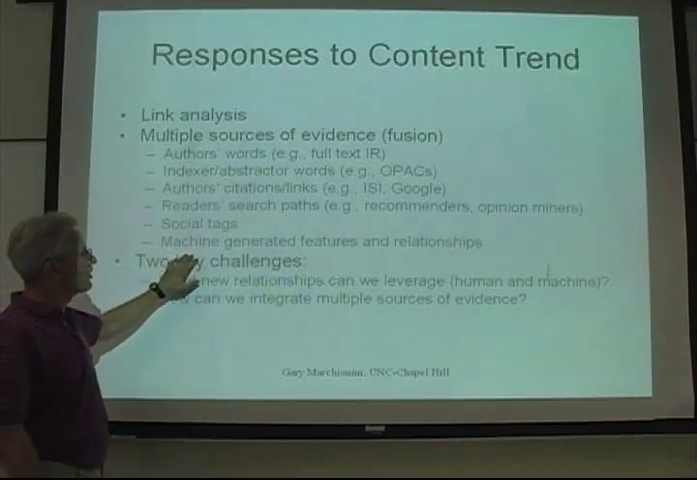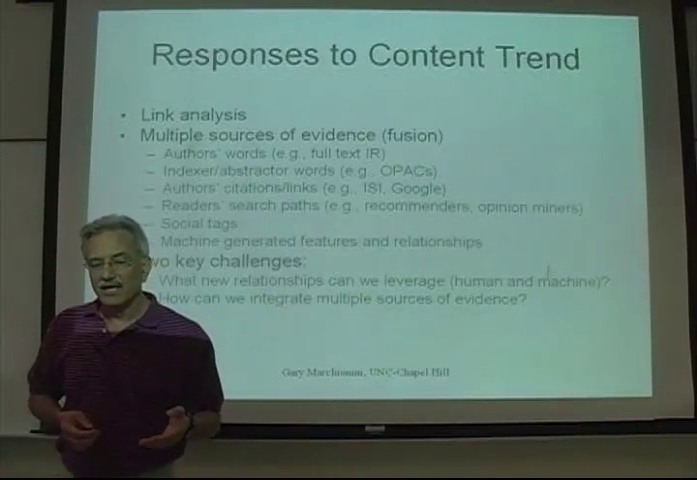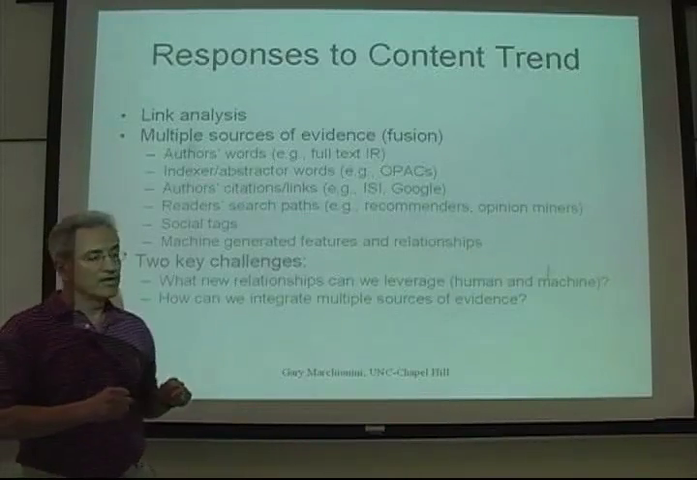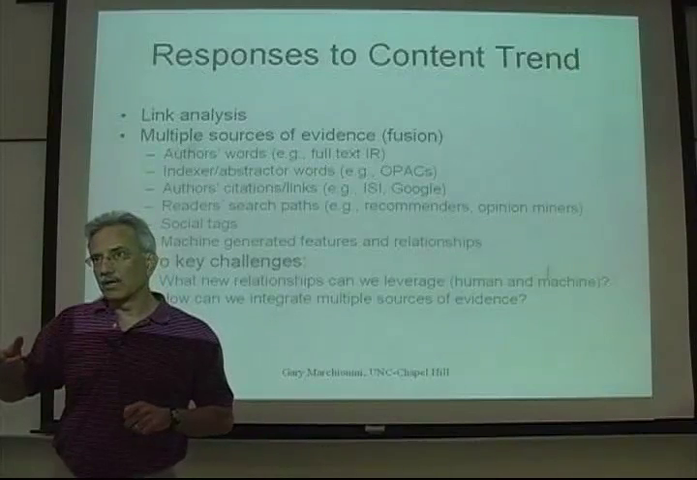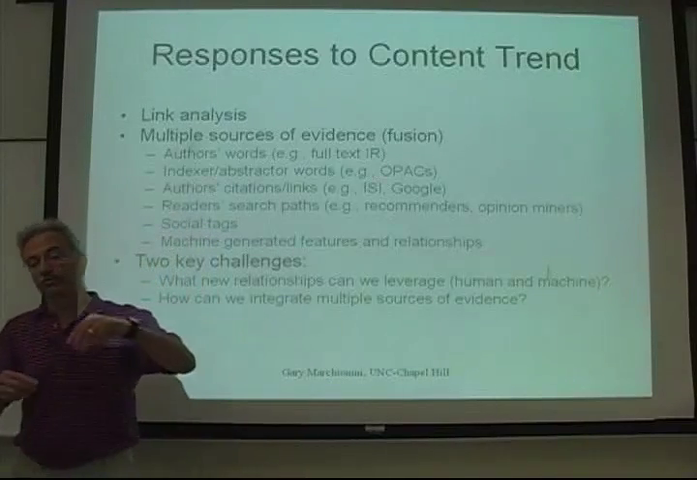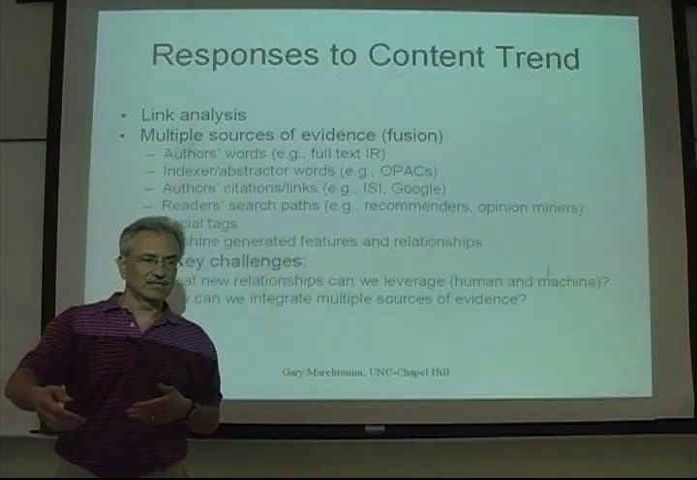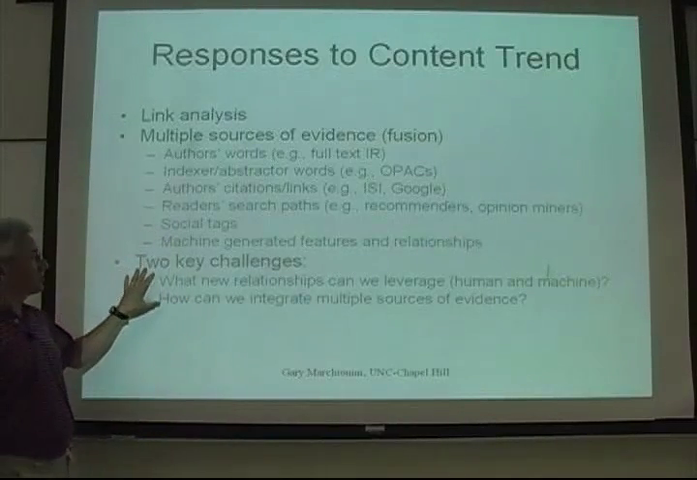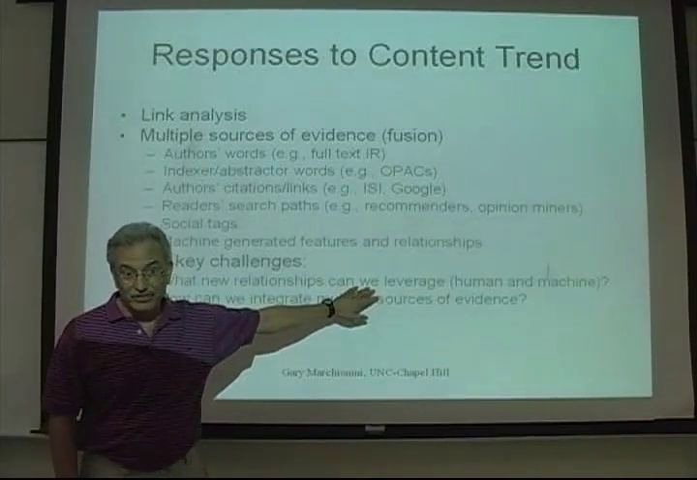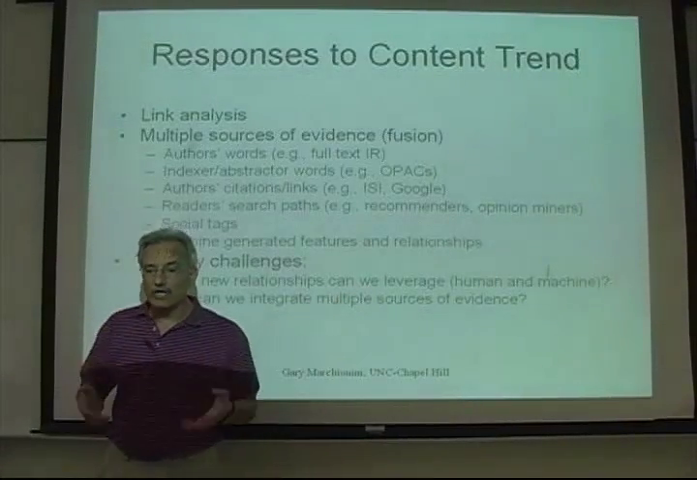And more, there are various kinds of machine-generated features and relationships that are being created, relationships that machines are discovering either through user behaviors or through co-occurrences or relationships that exist through corporations or through universities or through institutional kinds of patterns that are also being added into the mix. Now, this leads to a couple of key challenges. What are the new relationships that we can leverage? And I think this is an entirely new and rich area for us.